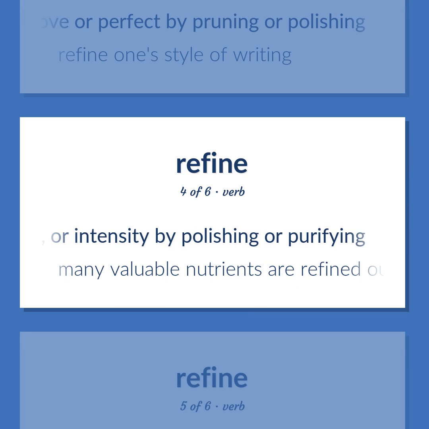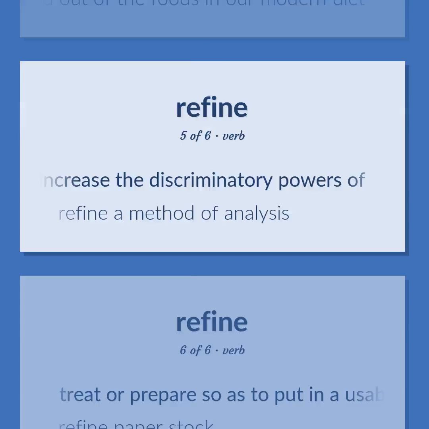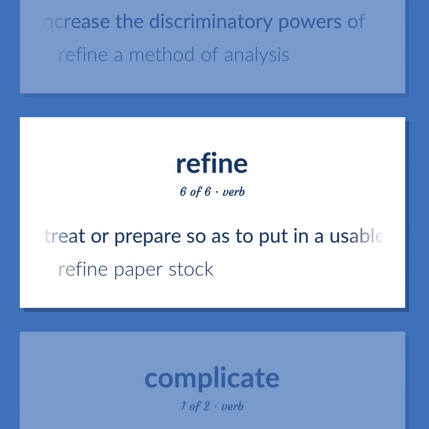Many valuable nutrients are refined out of the foods in our modern diet. Make more precise or increase the discriminatory powers of. Refine a method of analysis. Treat or prepare so as to put in a usable condition. Refine paper stock.